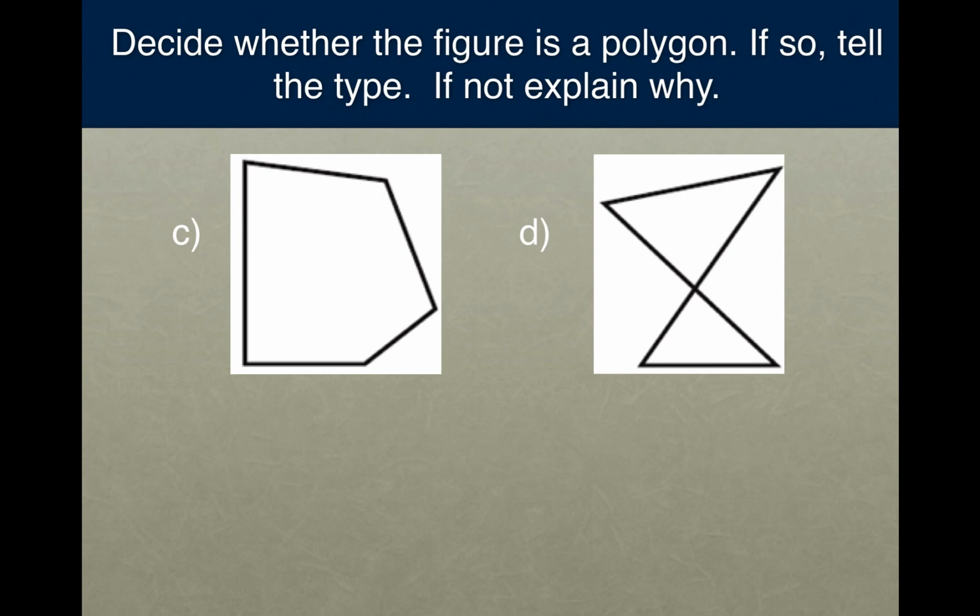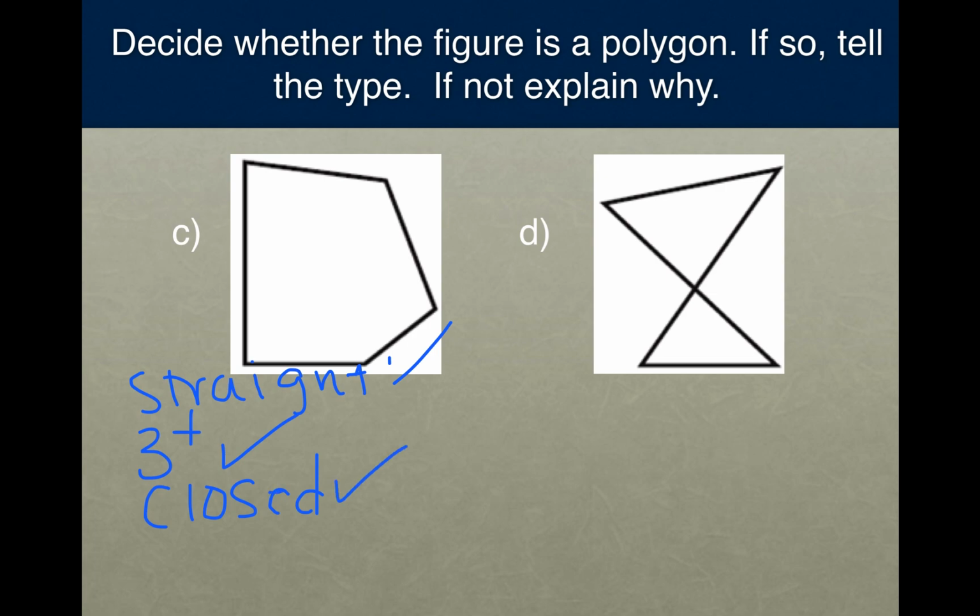Okay, let's go over these ones. Number C, let's see. Does it have straight lines? Yes, it does. Does it have more than 3 lines? Yes. And is it closed? Yes. So yes, it is a polygon. Well, what type? If we count, there's 1, 2, 3, 4, 5 lines, so it is going to be a pentagon.